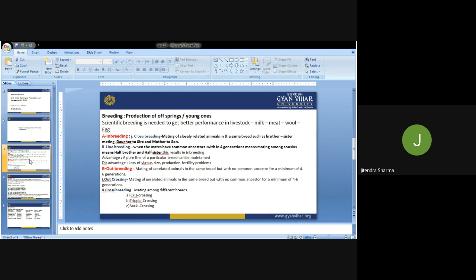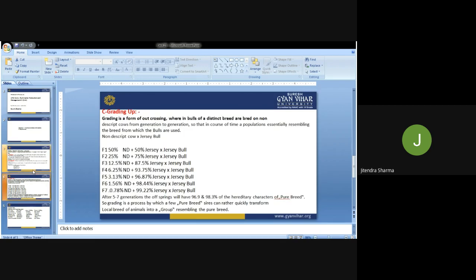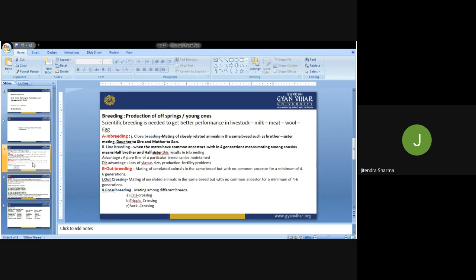For example, crisscrossing, triple crossing, back crossing. This kind of situation we call crisscrossing. It is very clear that in crisscrossing, that kind of crossbreeding, we cross the offspring with the other breed, and then once again when the offspring come, we cross the offspring with the same breed. So it means alternately we are using the breeds. For example, if we are crossing Jersey and Rathi, then in the second generation we use Jersey, and in the third generation we use Rathi, or like that. It means crisscrossing. We are allowing one after another.